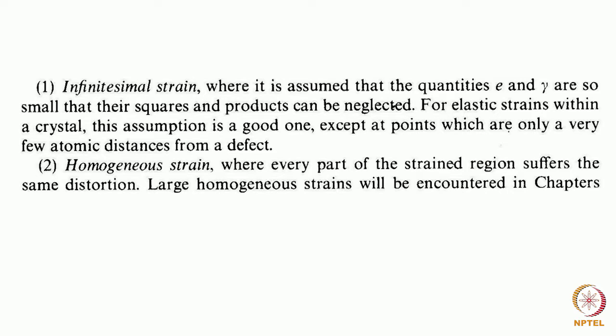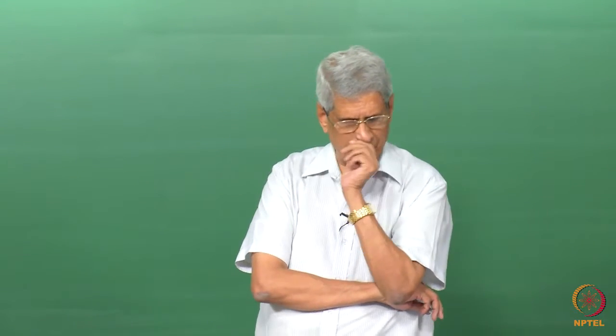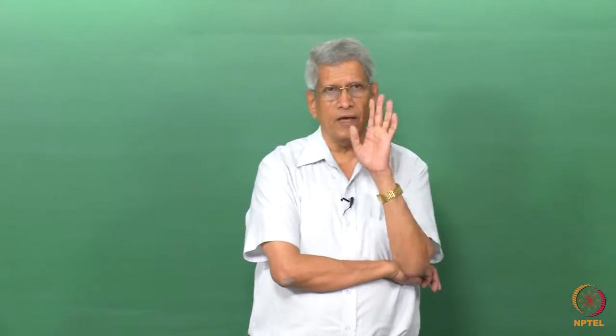These strains may be very large. Generally, we can consider the strain as an infinitesimal one. When we call a strain an infinitesimal strain, what we mean is that the value is so small that the product of these strains, either the longitudinal strain or the shear strain, or the product among themselves, we assume is negligible and can be neglected. That is the assumption.